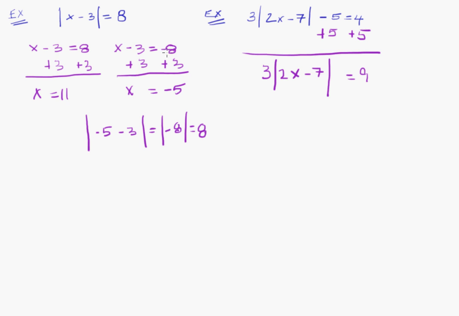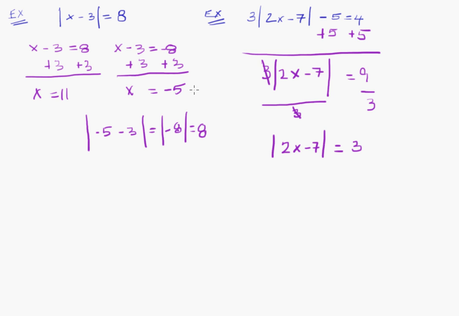And then, since the 3 cannot multiply through, I'm going to divide this side of the equation by 3, and I'm going to divide this side by 3. In this case, we get 3 over 3, which reduces to 1. So that leaves us the absolute value of 2x minus 7, by itself, equal to 3.